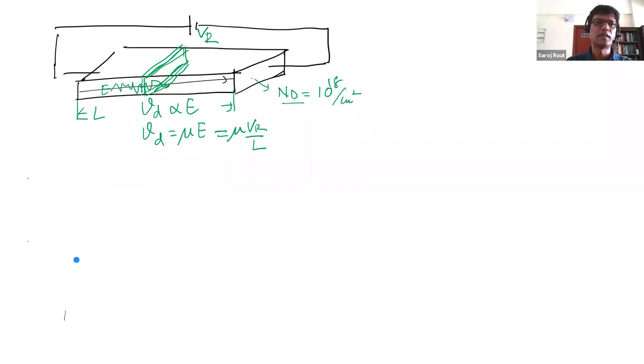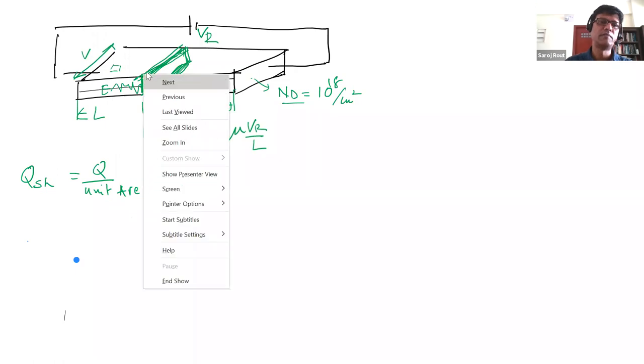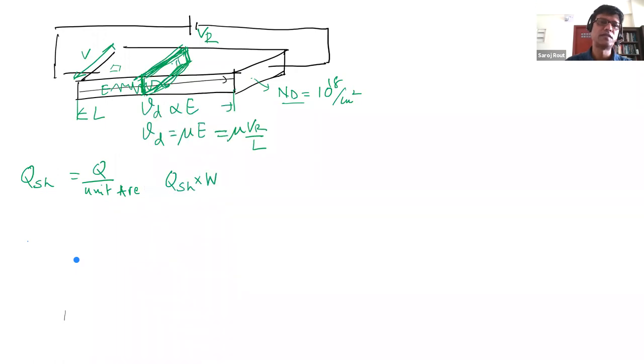So I said, forget about the volume, because in IC design we always talk about area. So let's take Q sheet, which is the charge per unit area. Basically you're taking a unit area and finding the charge. And if you take QSH and multiply it by W, which is this length here, that gives you the sheet charge in this cross section.